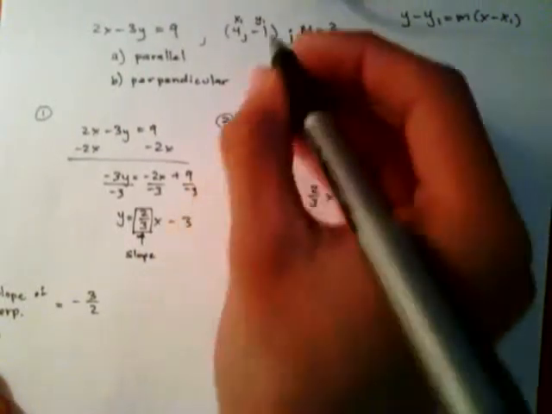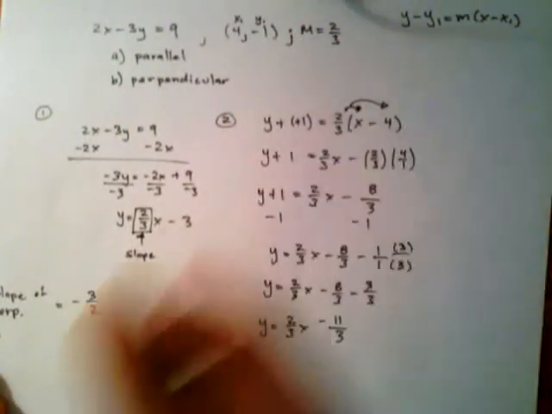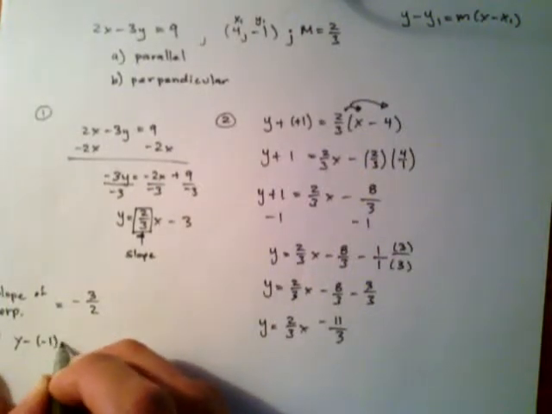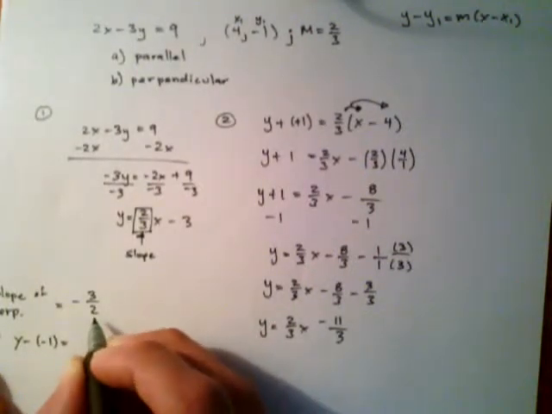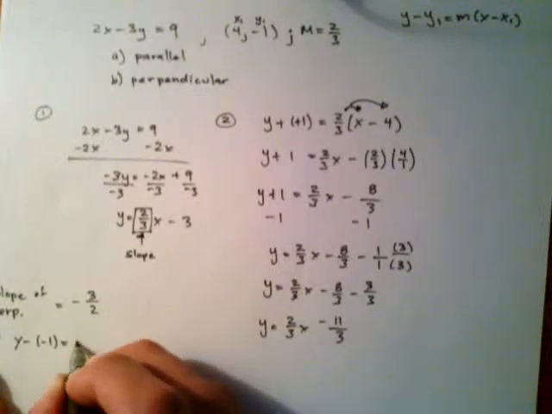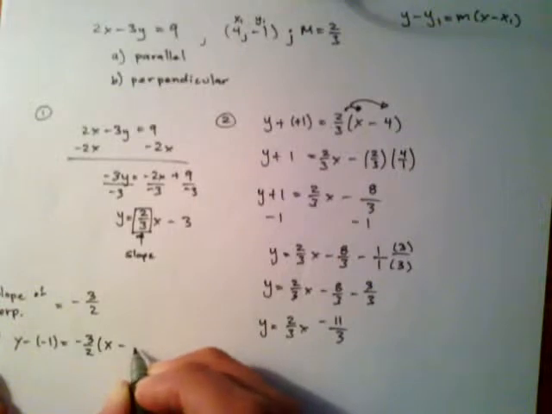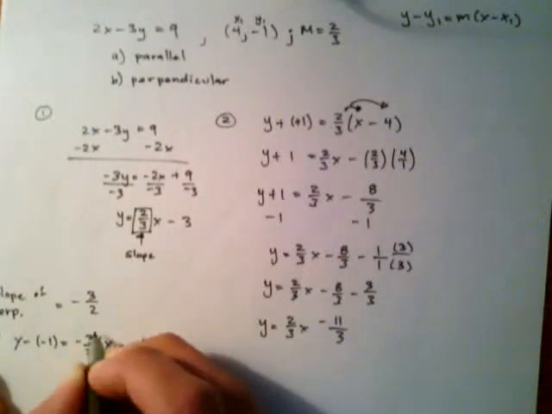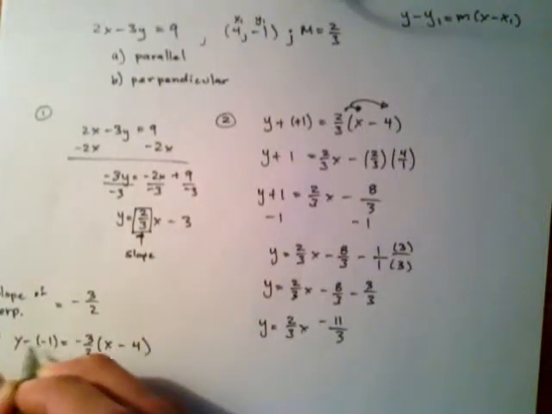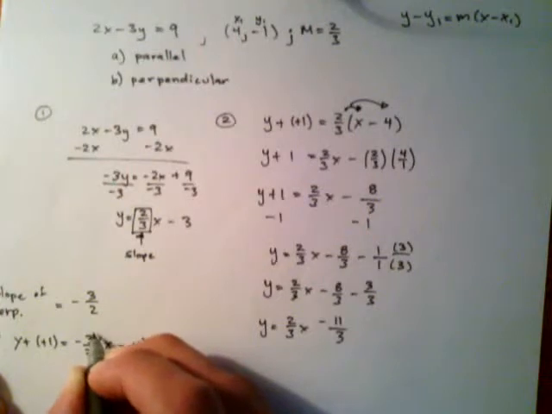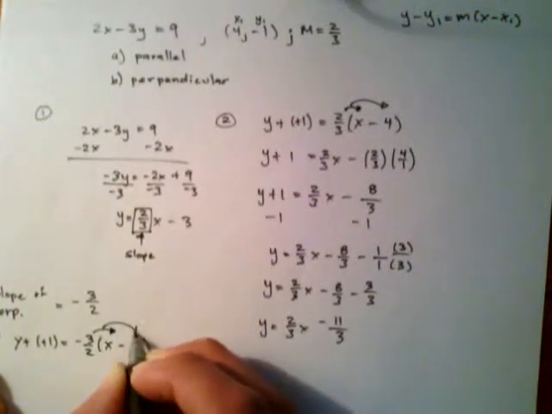So yet again, we're going to apply point slope form. So y minus our y1, which is -1, is equal to our new slope, -3/2, times x minus our x1, which is 4. And all we're going to do is the same process. Yet again, we have a negative sign followed by a subtraction sign followed by a negative number. We'll begin by changing the signs, and we'll proceed to distribute.